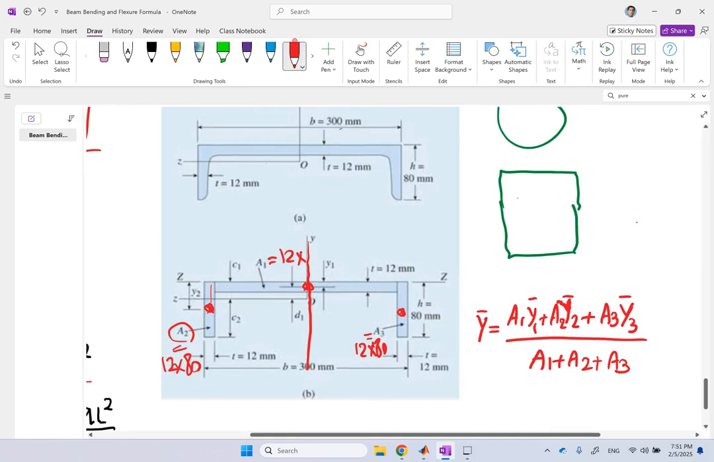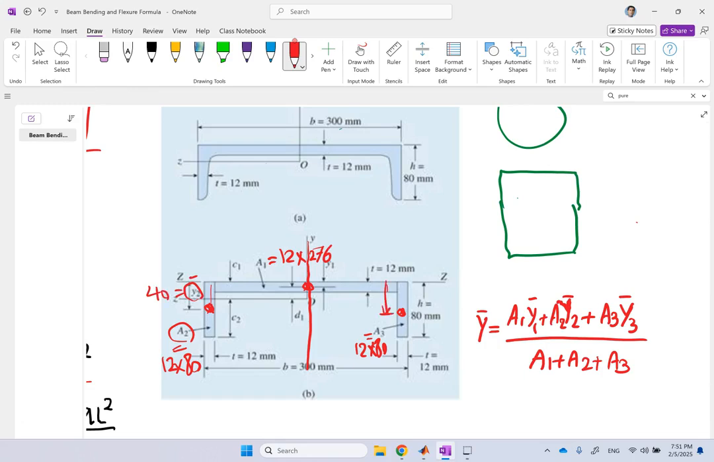So 300 minus 24 is 276. That is A1. And the y bars are clearly: y2 bar is 40, y3 bar is also 40, and y1 bar here is half of 12, which is 6. So plug in all those numbers and you can get the y for the centroid.